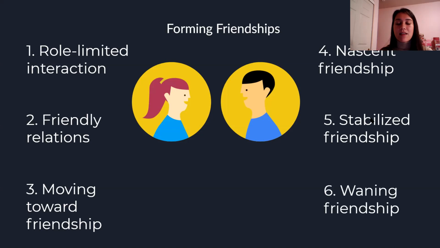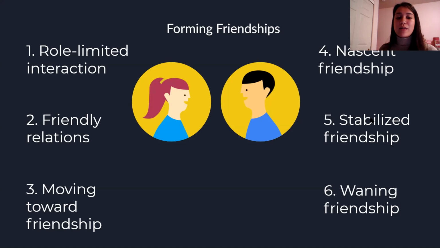Stage 6 of friendship is waning friendship. So this is a time where friends drift apart, and it's important to keep in mind in friendships, they require maintenance and they should not be taken for granted, otherwise the friendship will wane. And there are many reasons for why this may take place. Life does happen, but regardless of the cause, communication will stop and friendship ends.